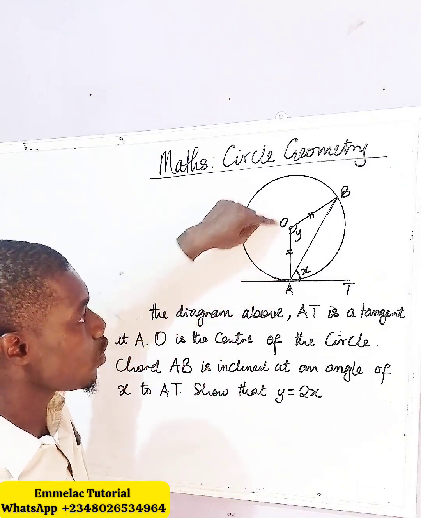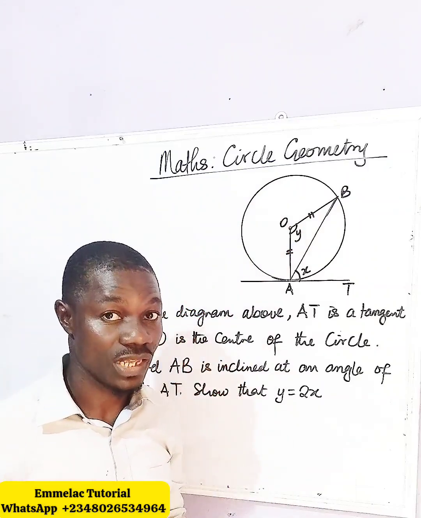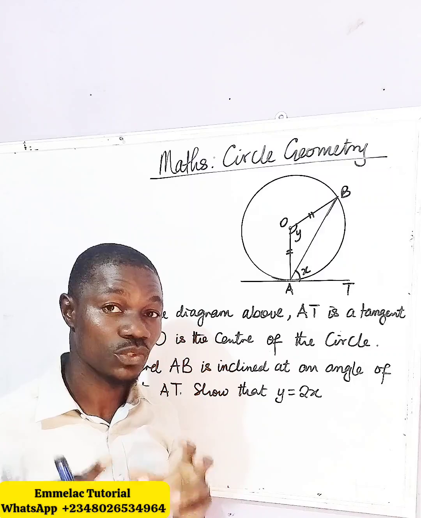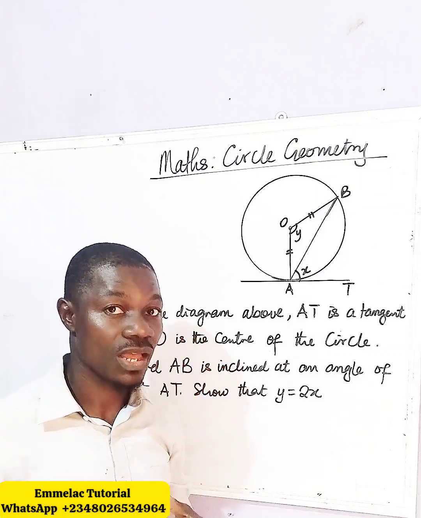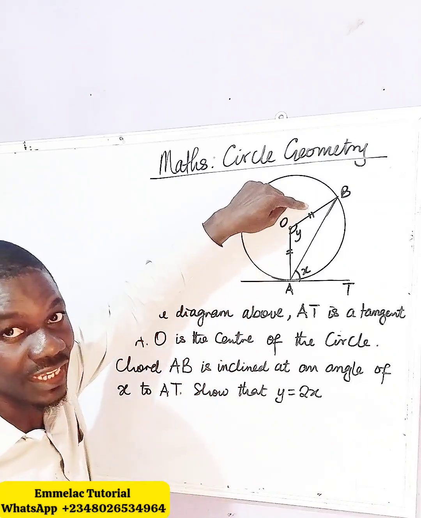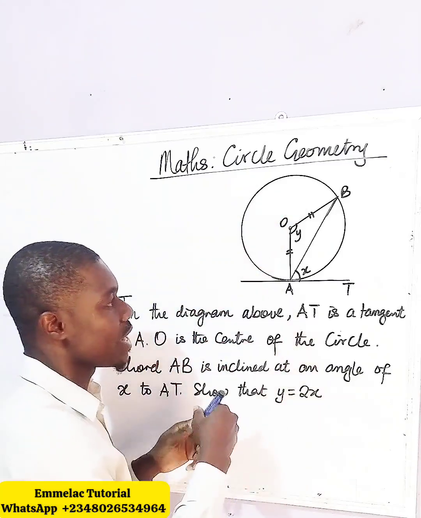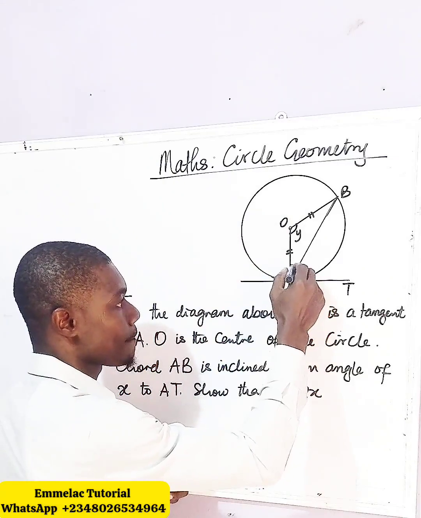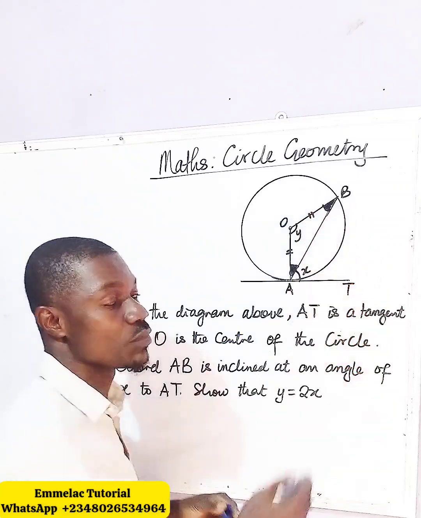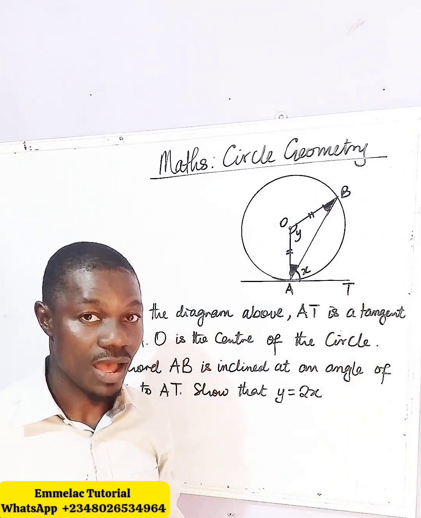Now, looking at the triangle AOB, you get to see that it becomes an isosceles triangle. What's an isosceles triangle? An isosceles triangle is a triangle in which two sides are equal. So this side and this side are equal. If this side and this side are equal, it implies that the angle here and the angle here will also be equal, because base angles of an isosceles triangle are equal.